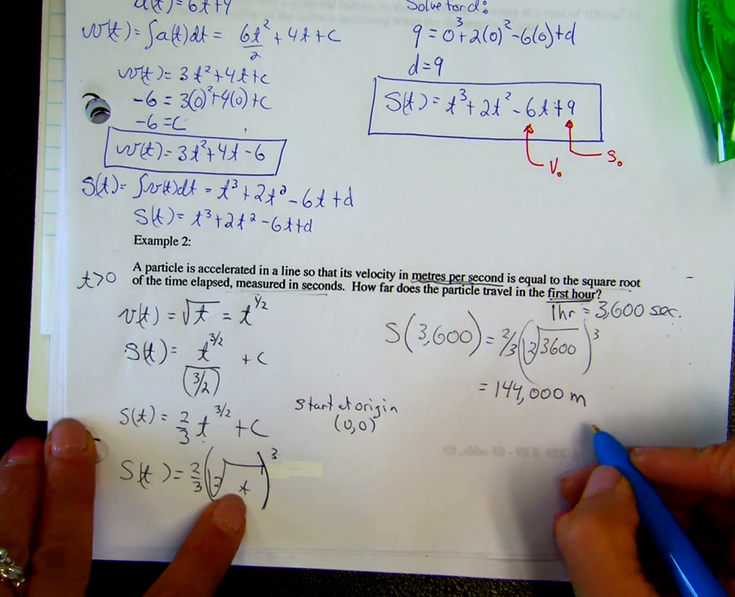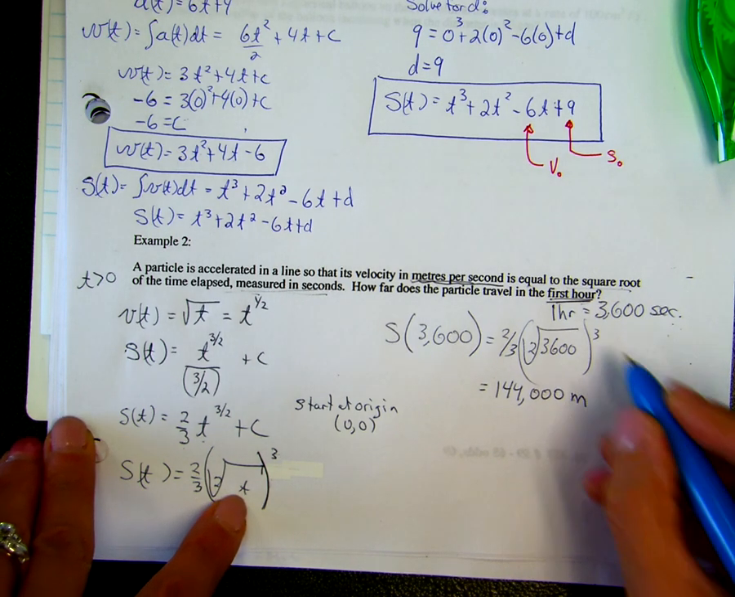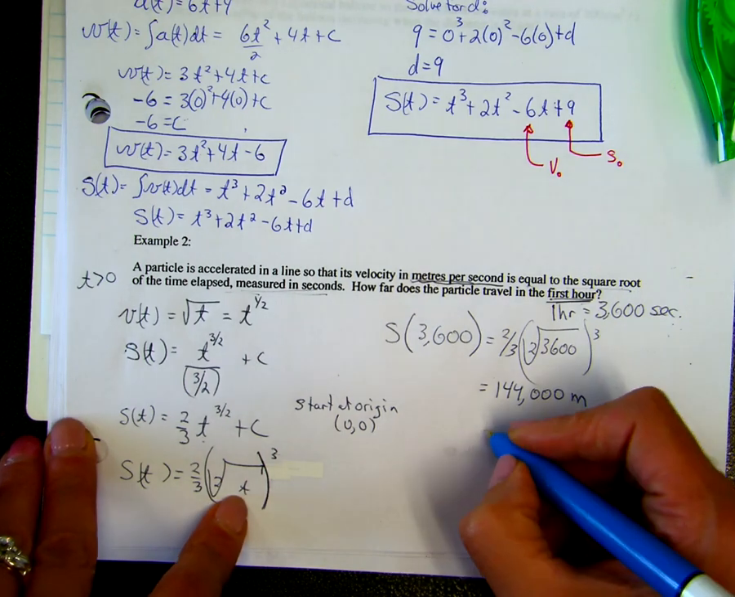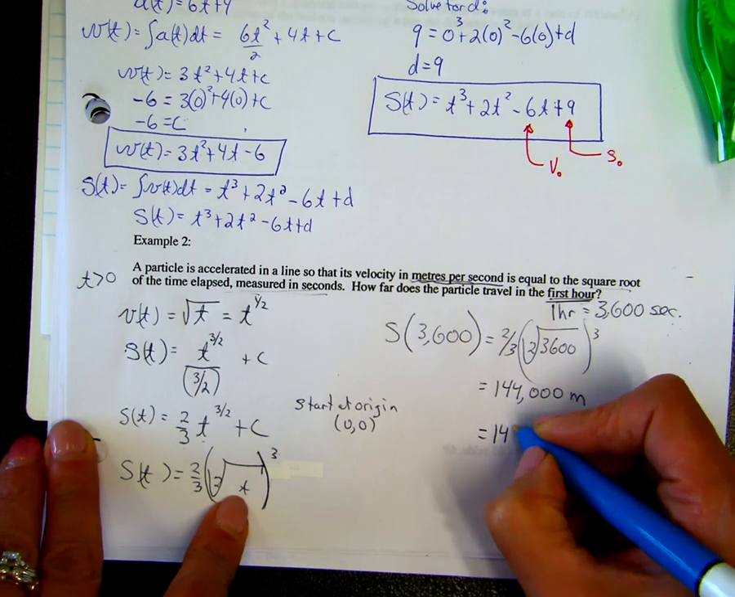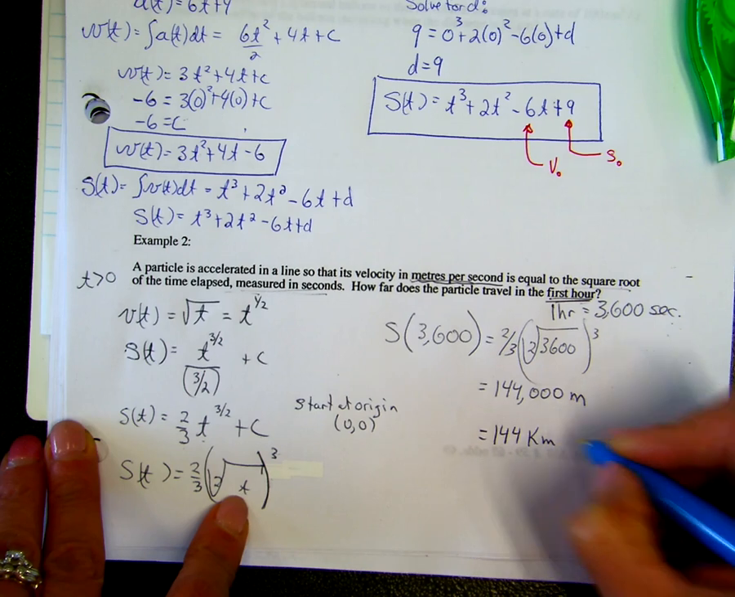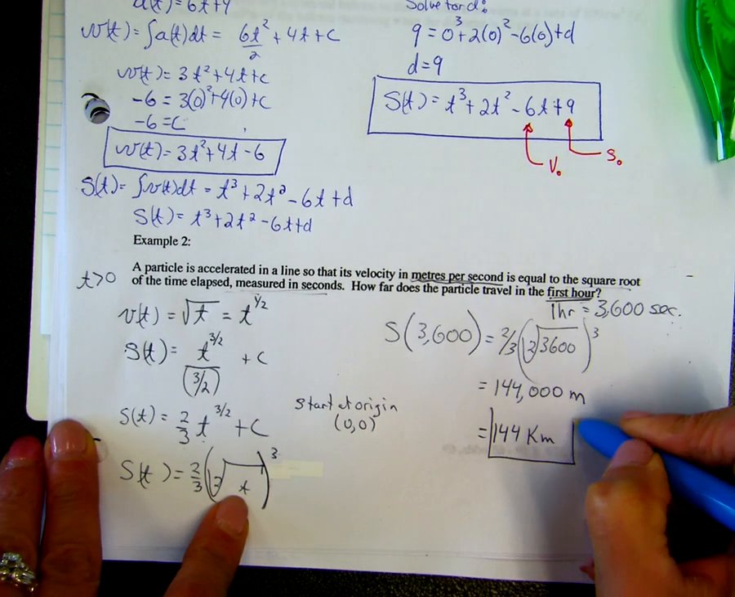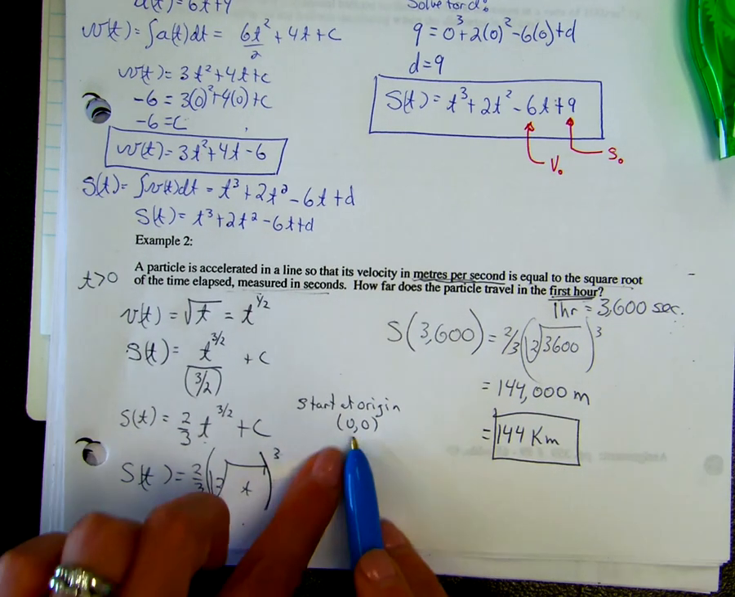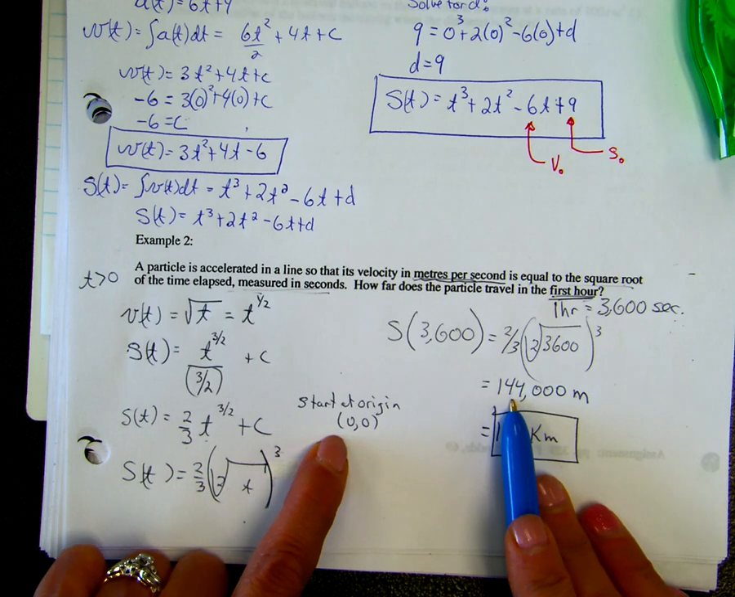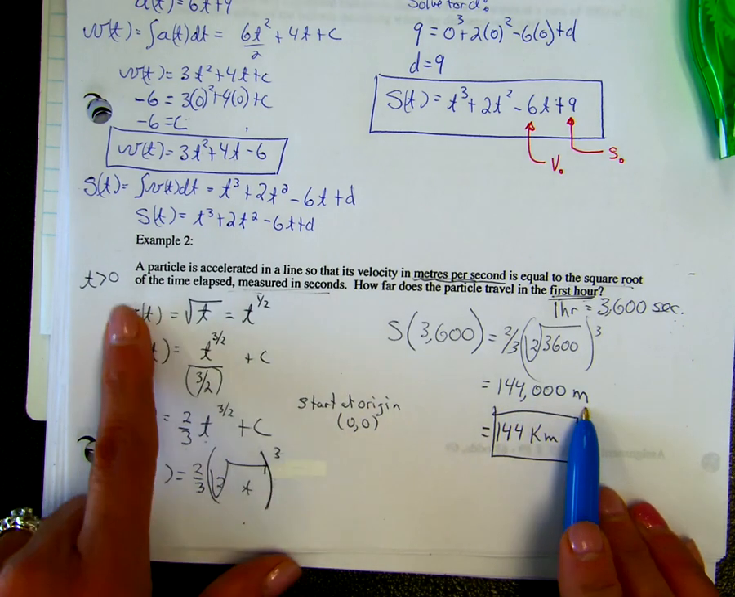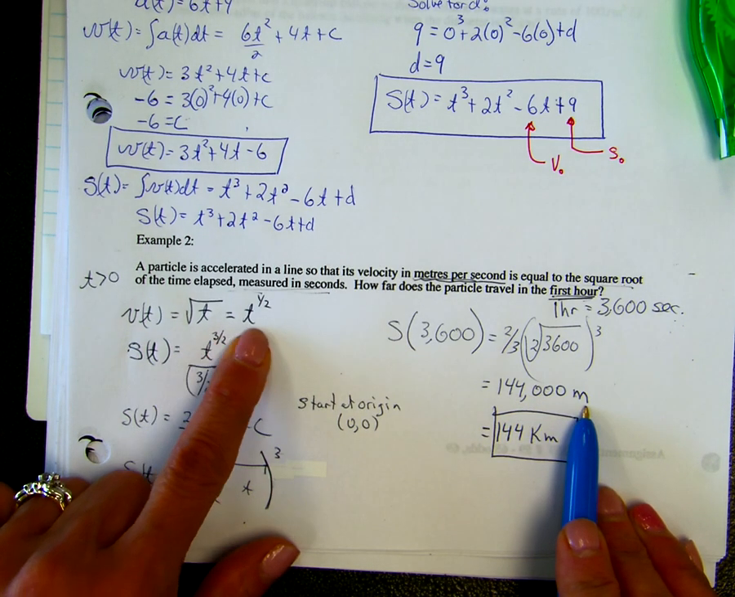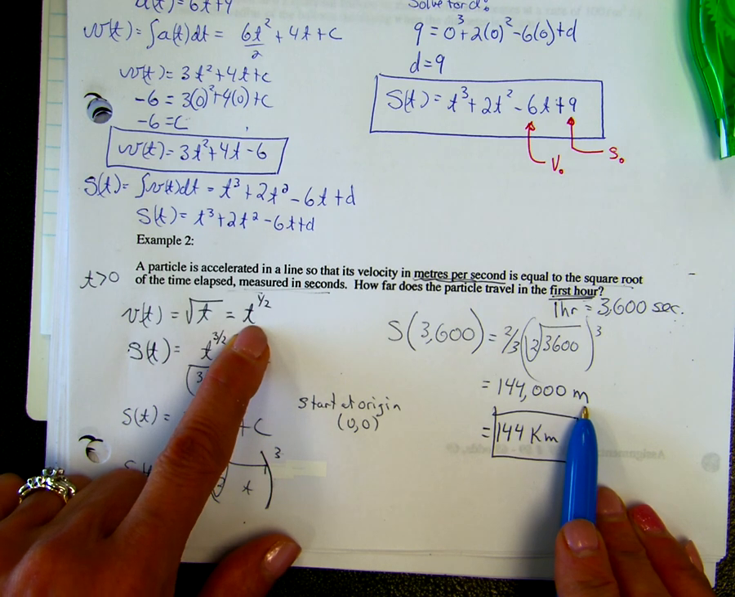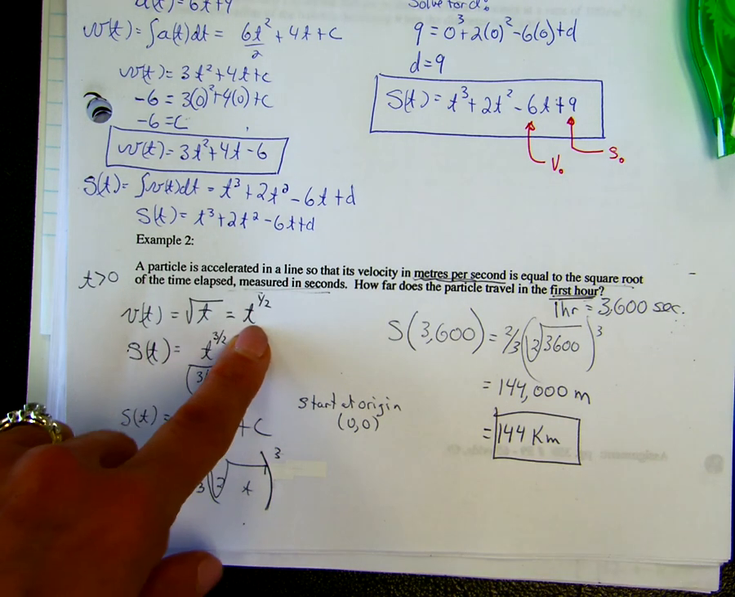It's not really a very logical way to answer this question. How far did it travel in the first hour? Well, let me change this into 144 kilometers in the first hour. So from a starting point at 0, to an ending point at 144. Noting that our velocity had to always be positive. We never stopped and turned around and went backwards.